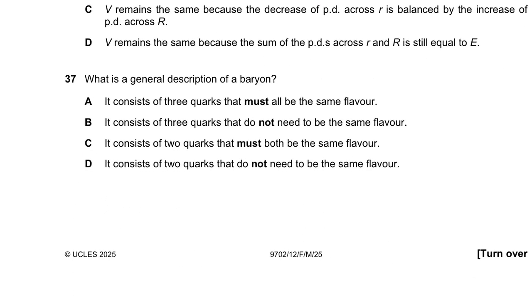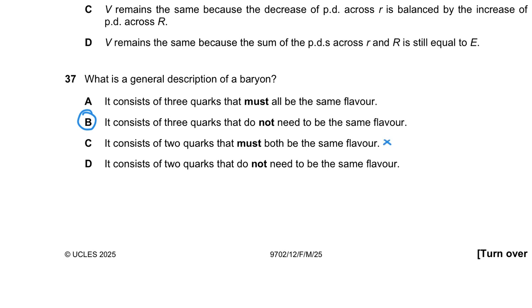Question 37 says, what is the general description of a baryon? A baryon is basically, it consists of 3 quarks that do not need to be of the same flavor. So a fact that you should remember: baryon is made up of 3 quarks and they do not need to have the same flavor. So the answer is B.